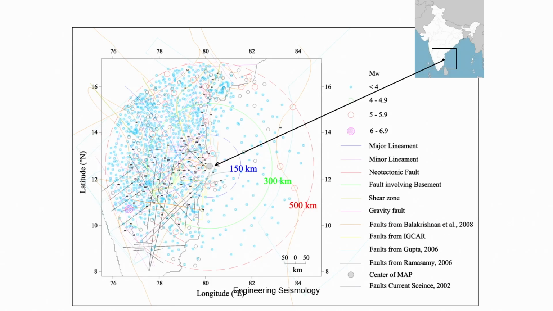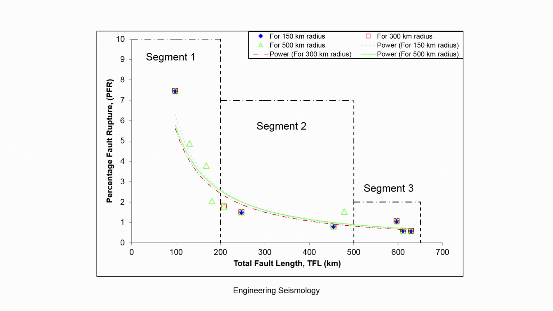A similar map has been done again for Kalpakkam. Again, 150 radius, 300 and 500 radius. So similarly, the seismotectonic map has been prepared and then we try to establish the segments. You can see here segment 1, segment 2, segment 3, you can see the rupture character.